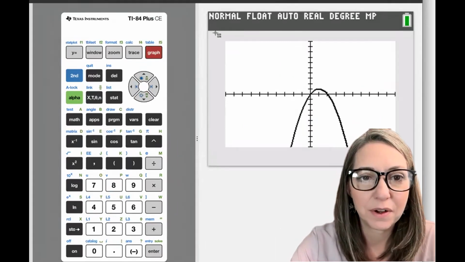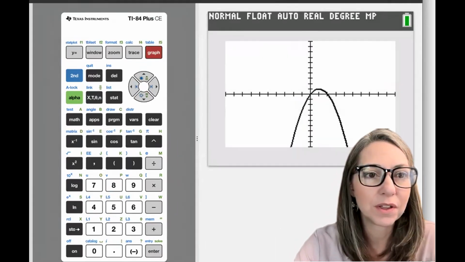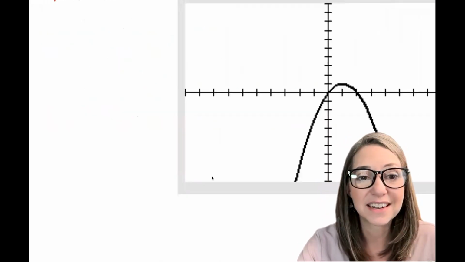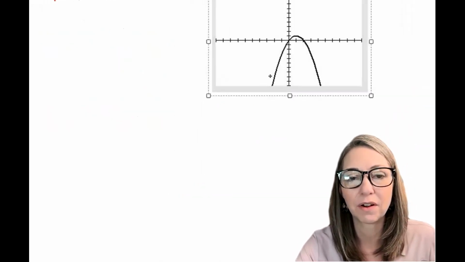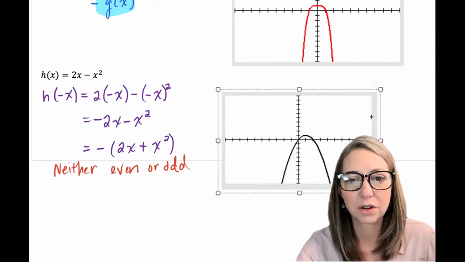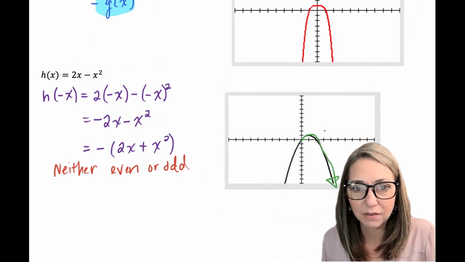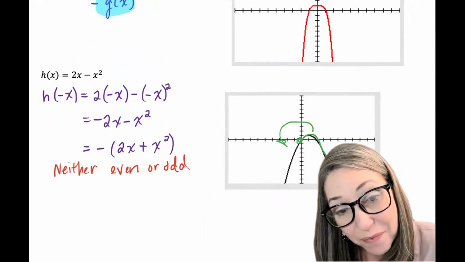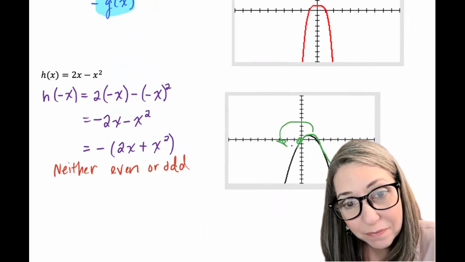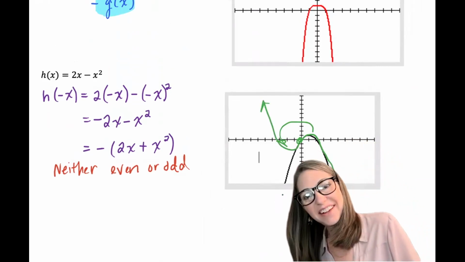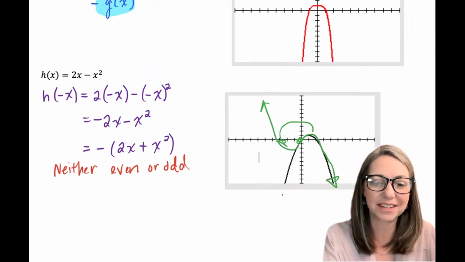So the graph does match with the algebra that we got, which is that that one is neither even nor odd. And just to clearly show you what I was trying to say, if you take this right piece right here and I rotate that around, I would get something like, gosh, that's hard to draw, right? Like that. It would definitely not be what we see there, okay?